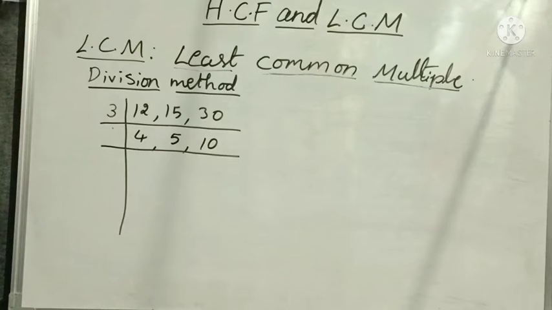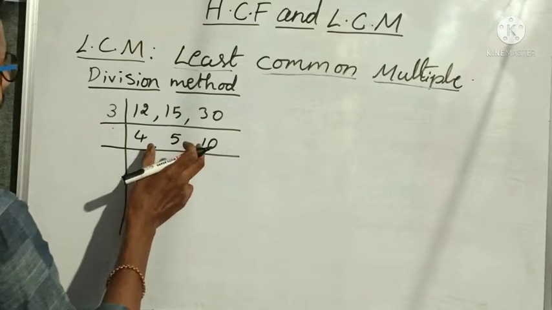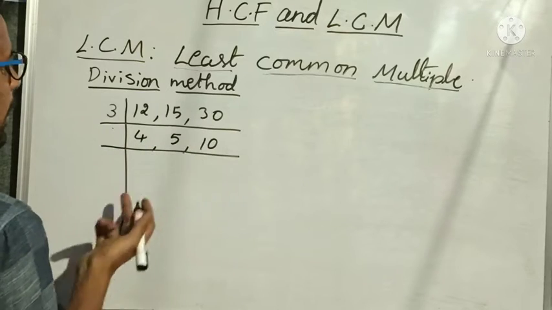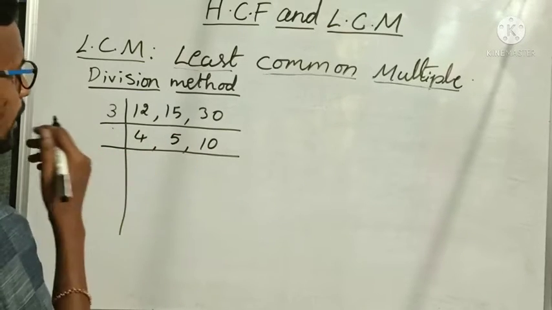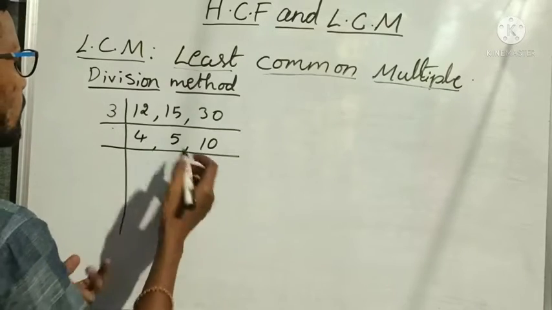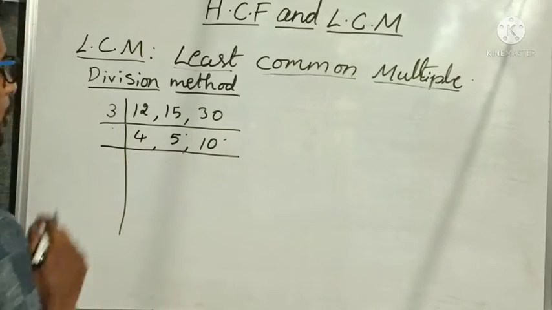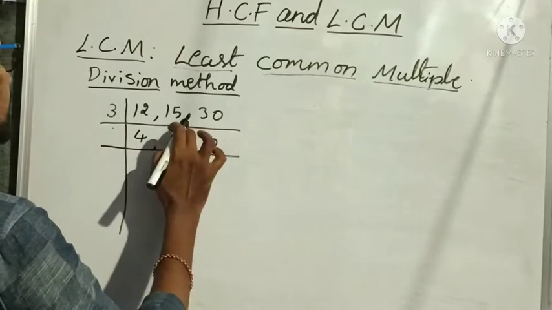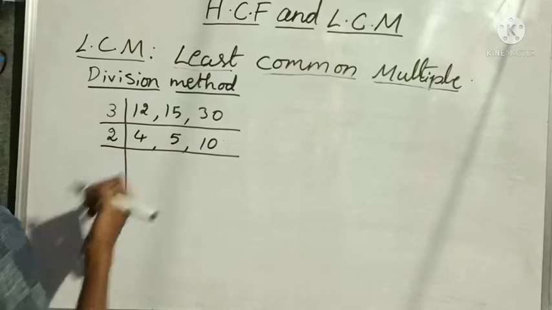Now the second step. Is it possible again with 3 numbers at a time? 4 and 10 are even numbers, but 5 is not an even number. Even going for 3 is not possible. Even if we try 5, 5 and 10 are possible, but 4 is not. At that time, even when 2 numbers are divisible, that number also we can take. So let us go for 2 now.